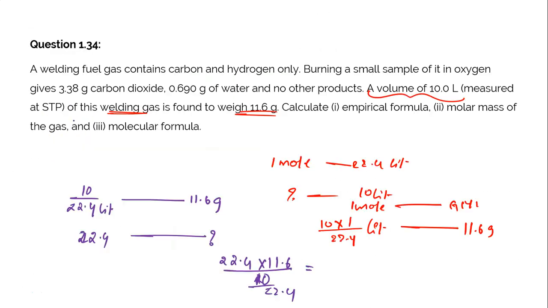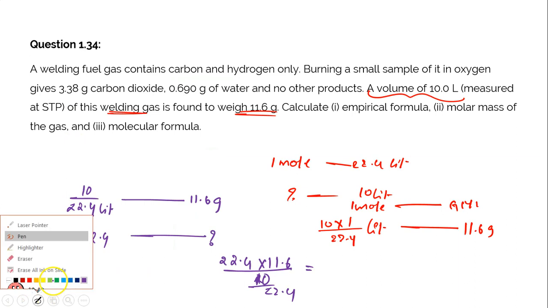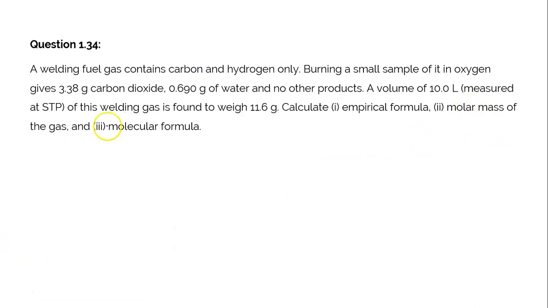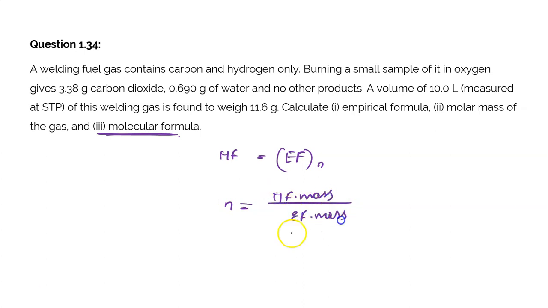Now, moving on to the third part of the question. The third part of the question says what? It's asking for the molecular formula of the gas. You now know the empirical formula and you are about to calculate the molecular formula. The relation between empirical formula and molecular formula is this. Molecular formula is equal to empirical formula into N, where N is equal to the molecular formula mass divided by empirical formula mass. What is the mass of molecular formula?